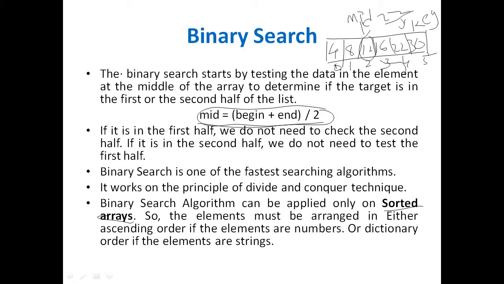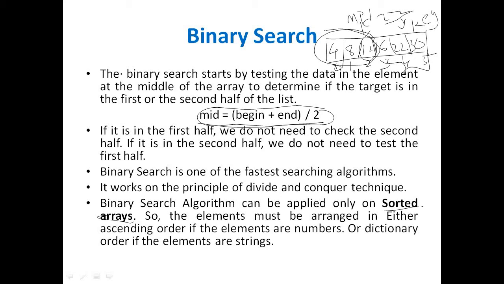So here only we need to search. It may be part of 16, 22, 30. We don't need to search the other part; we'll keep it outside. You don't need to bother about the elements 4, 8, 12. Now we again apply the divide and conquer technique. Binary search works on the recursion process.